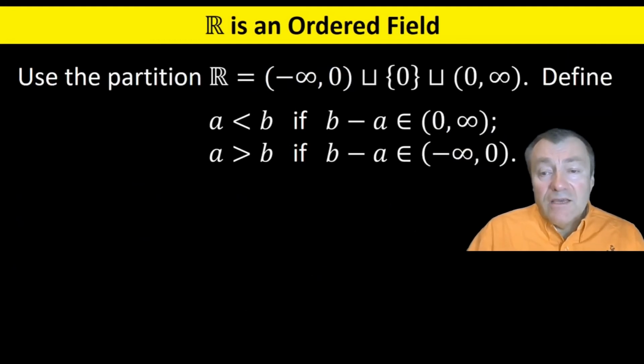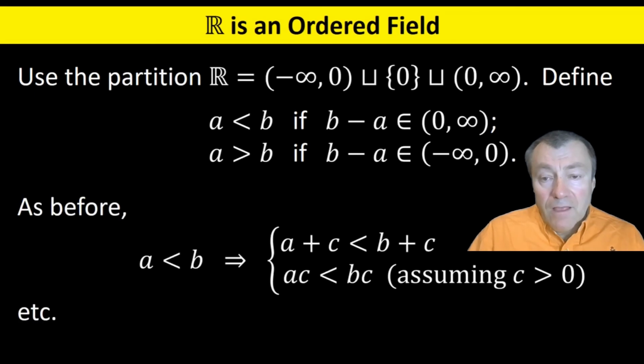Similarly, R is an ordered field. The ordering of the real numbers is again defined by starting with a partition of the reals into three types: positive, negative, and zero. And as before, inequalities work like you should have learned in high school.